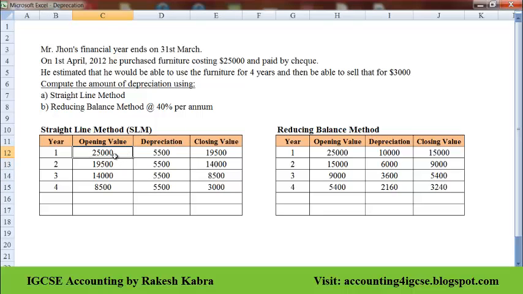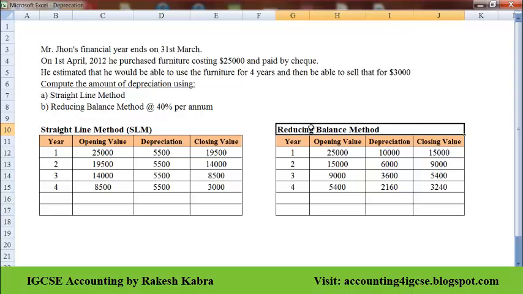When the asset was $25,000, then also depreciation was $5,500. And when the value of the asset came to $8,500, then also how much depreciation? $5,500. So this is not the realistic thing, isn't it? When the value of the asset is decreasing, the amount of depreciation should also decrease. But this will happen only under which method? Reducing balance method. See, asset value is decreasing every year, 25,000 to 15,000, 15,000 to 9,000, 9,000 to 5,400. Every year the value is decreasing, so the amount of depreciation is also decreasing. But this thing will not happen under the straight line method.